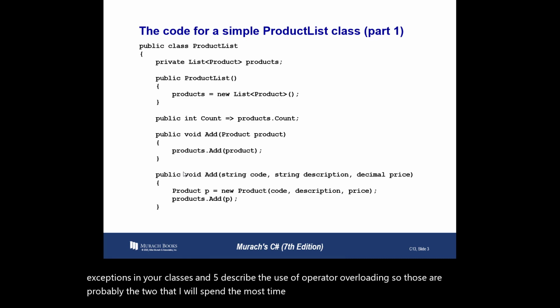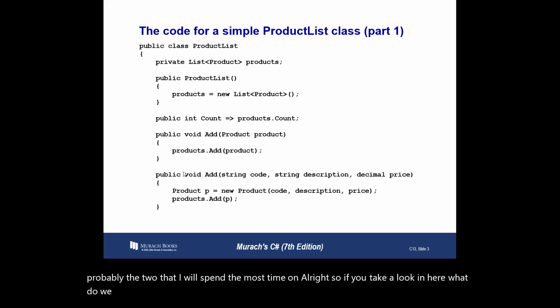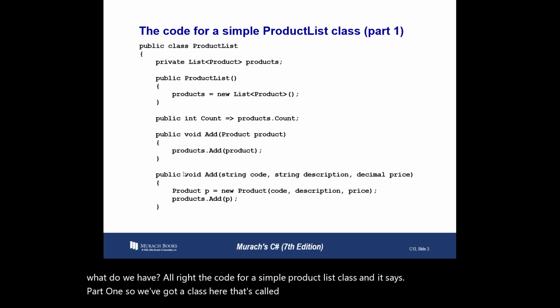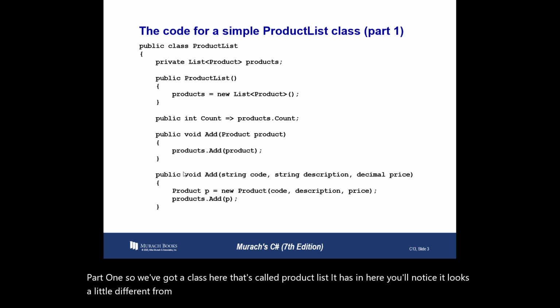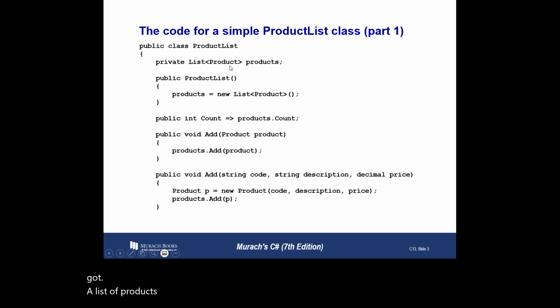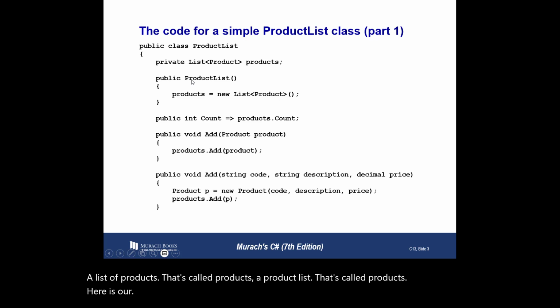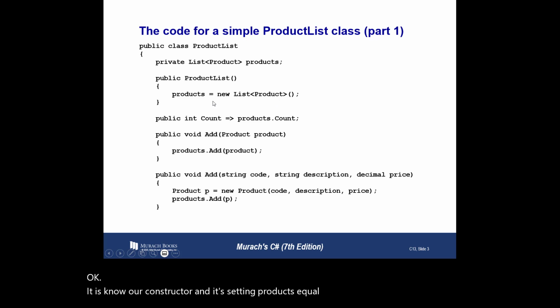All right, so if you take a look in here, what do we have? The code for a simple product list class, and it says part 1. So we've got a class here that's called ProductList. You'll notice it looks a little different from the simple instance variables we've been creating before. We've got a list of products that's called products. Here is our constructor, okay? It is our no-arg constructor, and it's setting products equal to a new list of type Product.